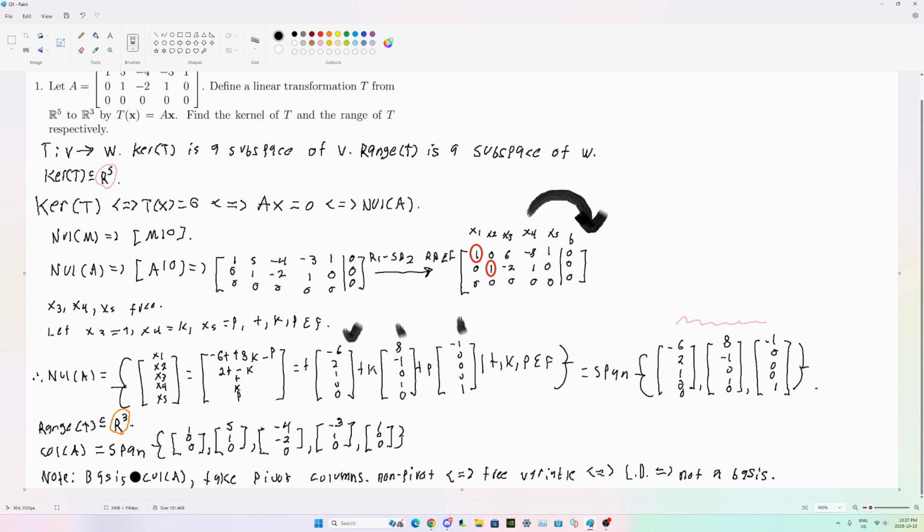Yeah, and I wrote it here. If you want a basis for the column space of A, you take the pivot columns, because non-pivots imply a free variable, which implies it's linearly dependent, which implies it's not a basis. So you're just going to use that little fact.